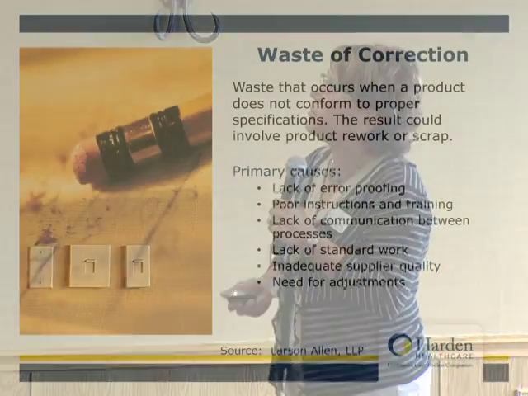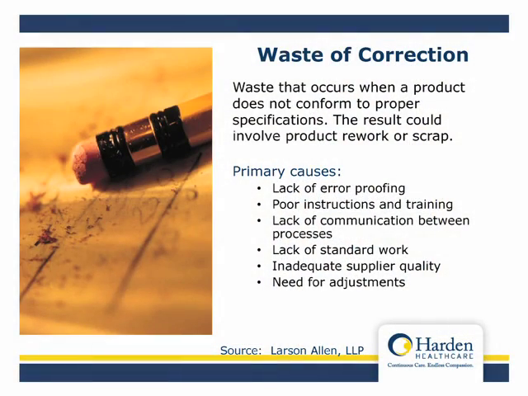Next deadly waste is the waste of correction, which is the waste that occurs when a product does not conform to the proper specifications. This could involve product rework or scrap. So in a typical manufacturing environment, that happens. But this can be applied to our environment as well.